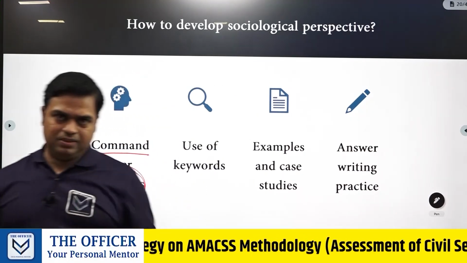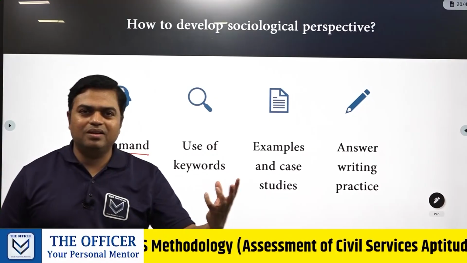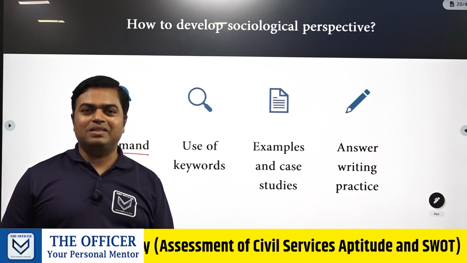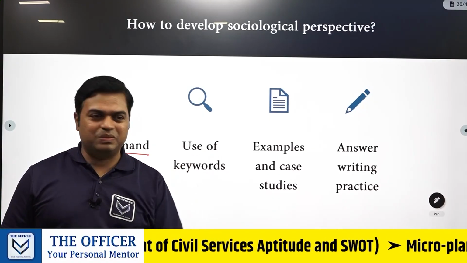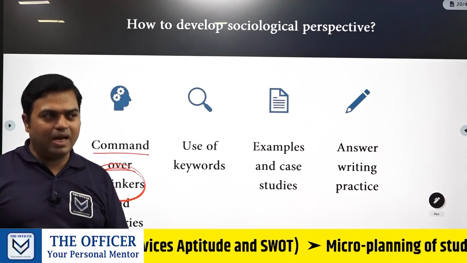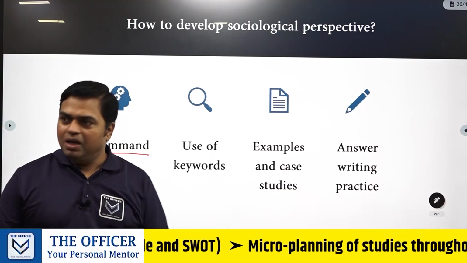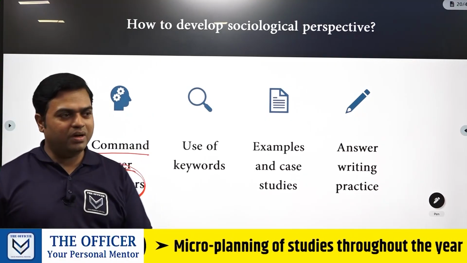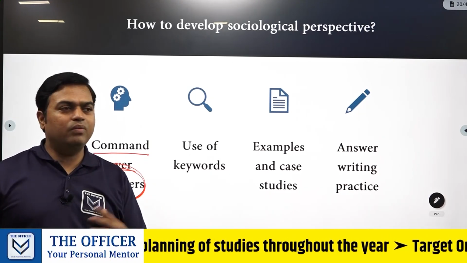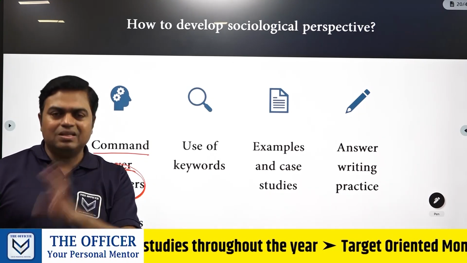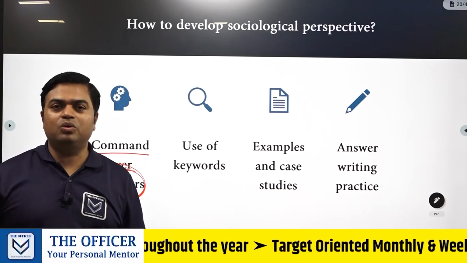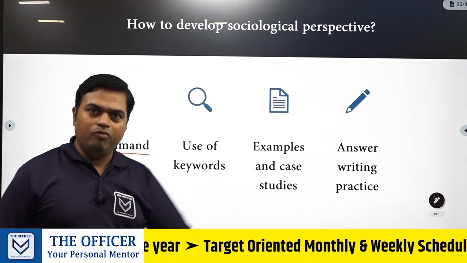Dominantly 5 thinkers. Just get command over it and you will become able to understand and to develop a sociological perspective. Marx has its own lens. Durkheim has its own lens. Weber, Parsons, Merton, they have developed their own perspective. Just try to understand it and you will become able to move ahead very confidently.